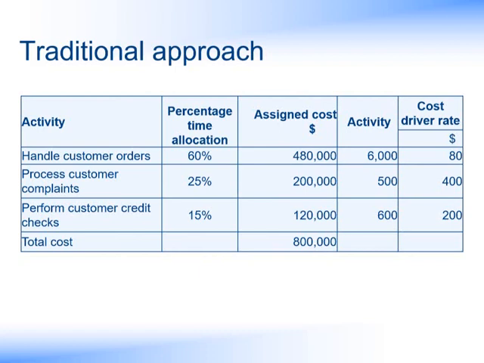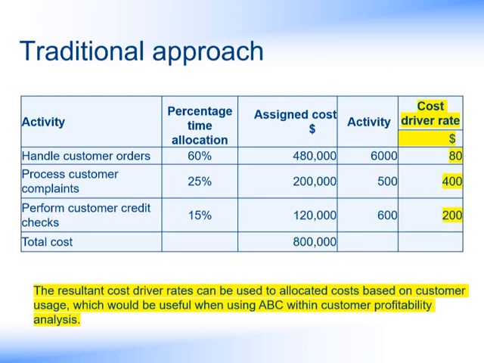Using the traditional approach, we take our percentage time allocations and apply it to the $800,000 total so that we can allocate an assigned cost to each activity. Then, using the quantity of each activity that we estimated, we can calculate our cost driver rates. The resultant cost driver rates can be used to allocate costs based on customer usage, and this will be particularly useful when using ABC within customer profitability analysis.